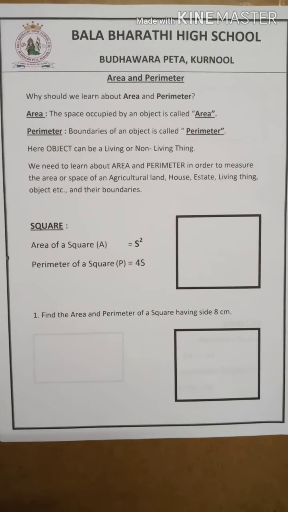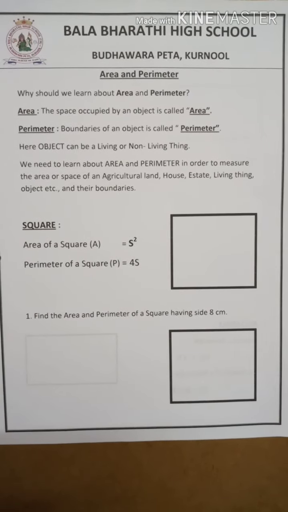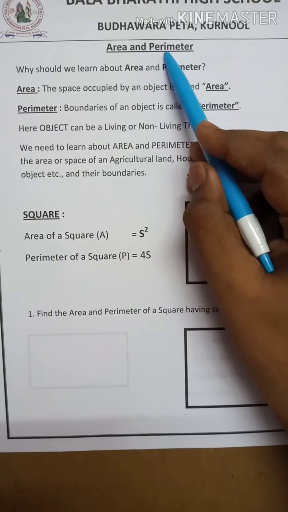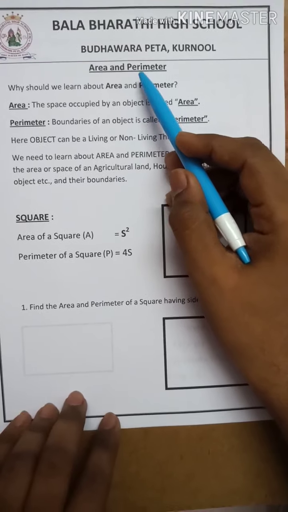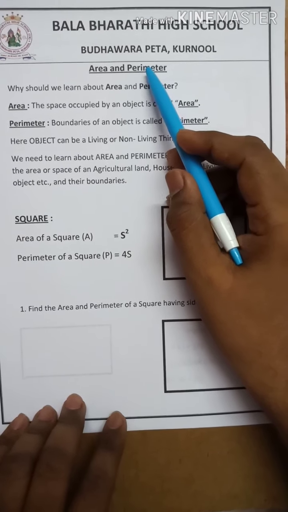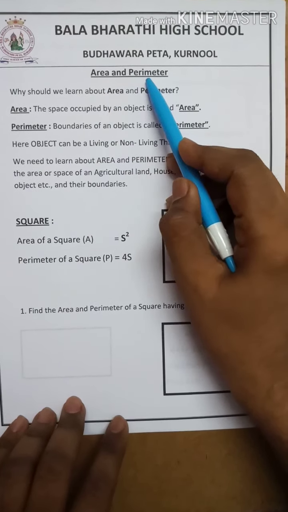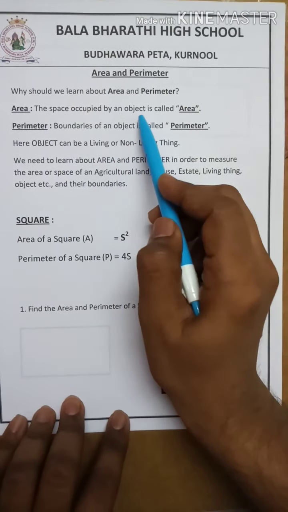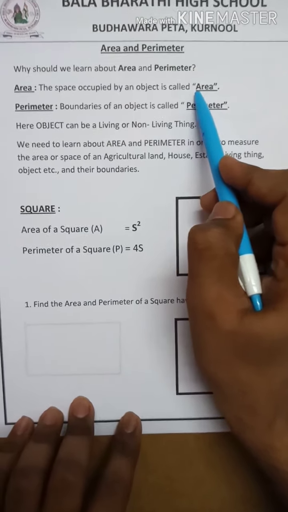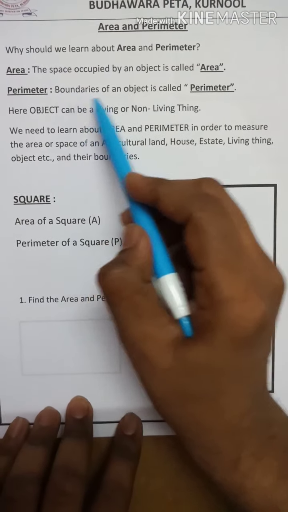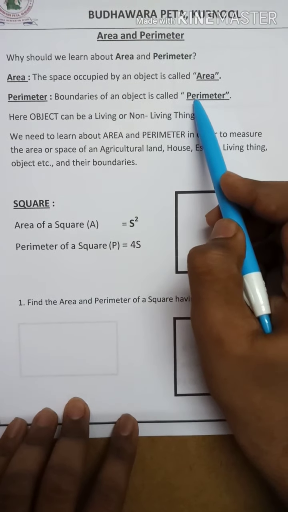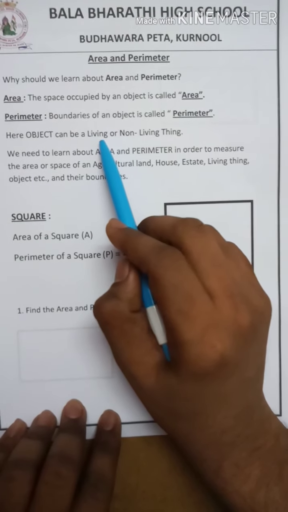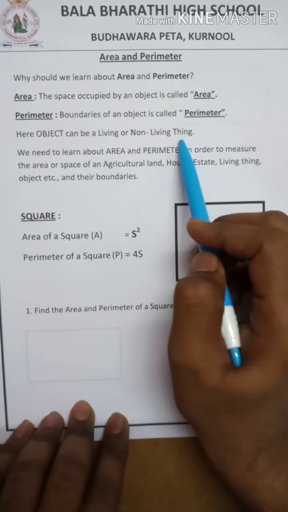Welcome to basic classes. Today we are going to discuss a simple concept, that is area and perimeter. Before learning about area and perimeter, let us know what is area and what is perimeter. The space occupied by an object is called area. The boundaries of an object is called perimeter. Here the object can be a living or non-living thing.